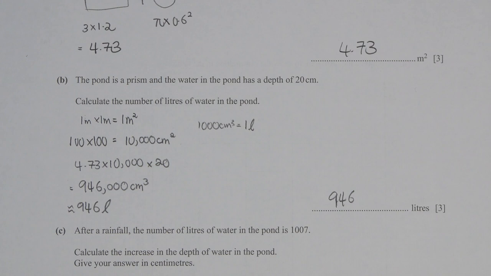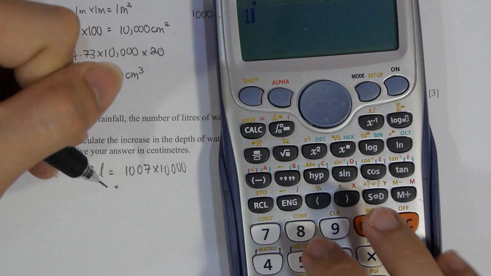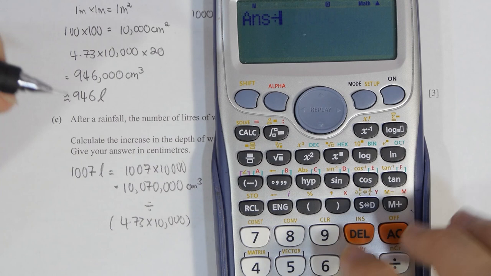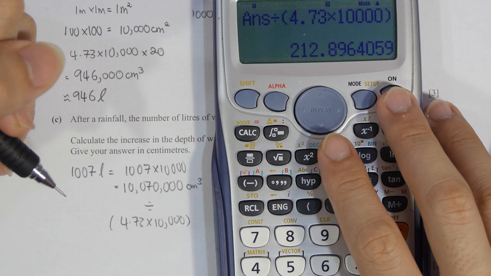After rainfall, so this 1007 liters, I can convert it into cm cubed first, then divide it by the size of the pool, which is the surface area here, 4.73 times 10,000. After the calculation, you get 21.29. So minus 20, you will know that it increases the depth by 1.29 centimeters.